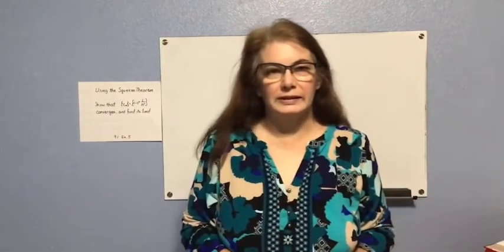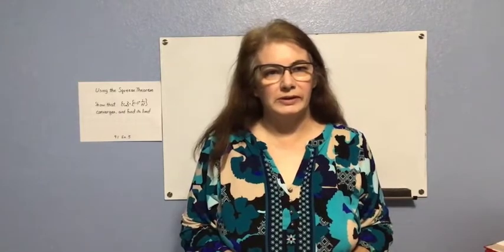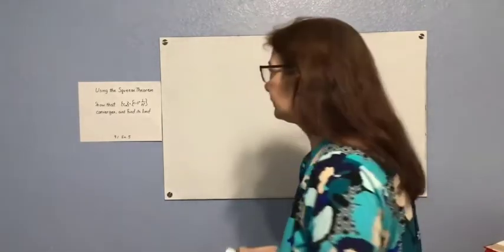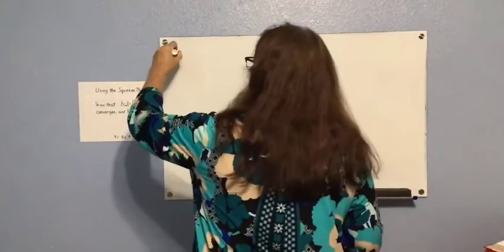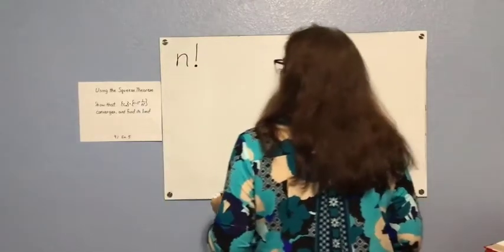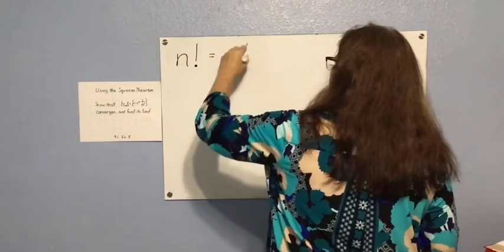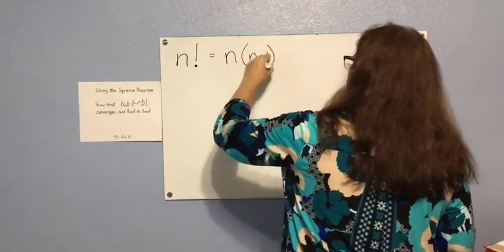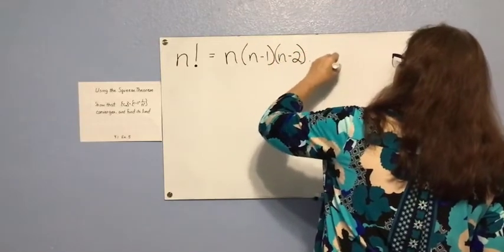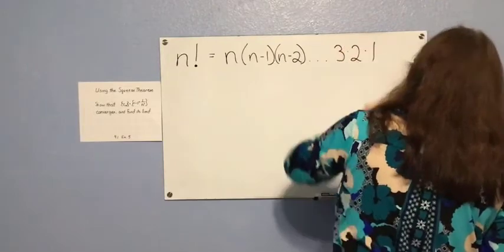Before we go on to the next example, there are a couple of concepts I want to review, to make sure that we're all on the same page. The first of these is factorial. If I have n and an exclamation point, that's read n factorial. And n factorial is equal to n times n minus 1 times n minus 2, continuing all the way to 3 times 2 times 1.